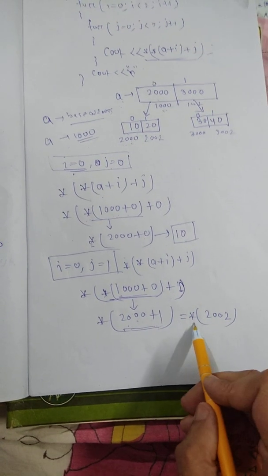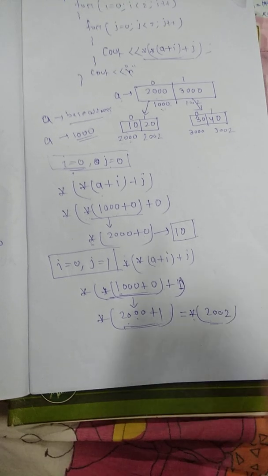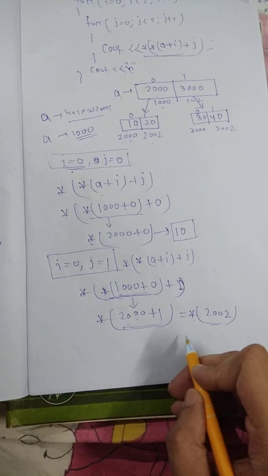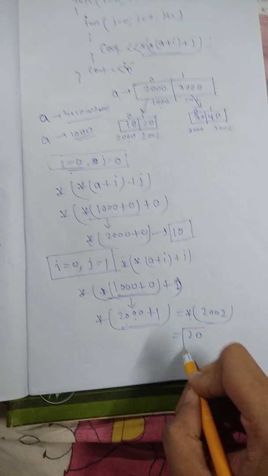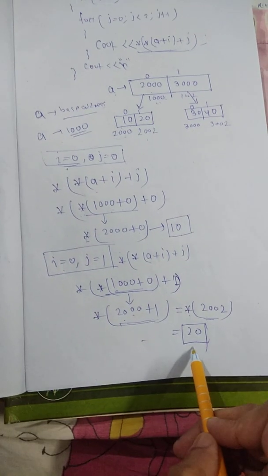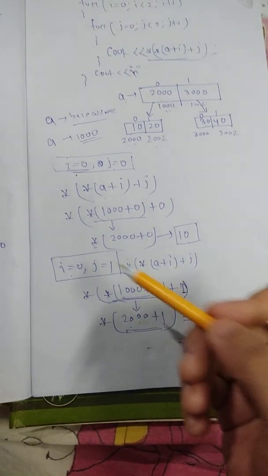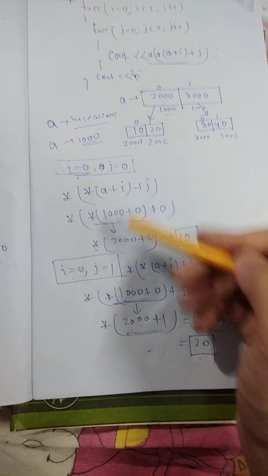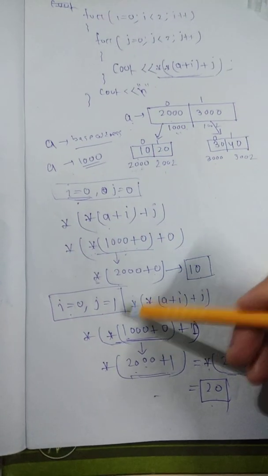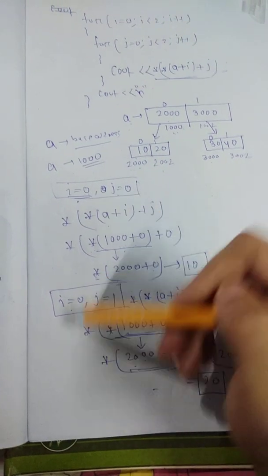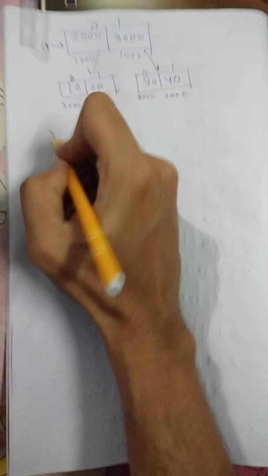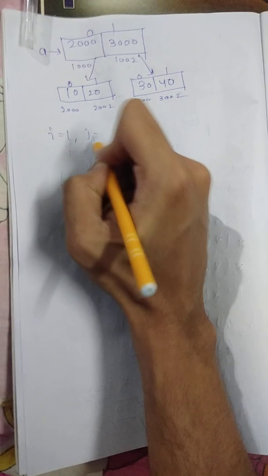So what is the value at 2002? See, value at 2002 is 20. That means here you have to print 20. For I 0 and J 1 we have to print 20. Okay, next what happened? Again the outer loop, the inner loop is completed, that is 0 1. So here J less than 2, that is 0 1. Next I value will be incremented, that is I increments to 1. So next, I will be incremented to 1 and J will be your 0.